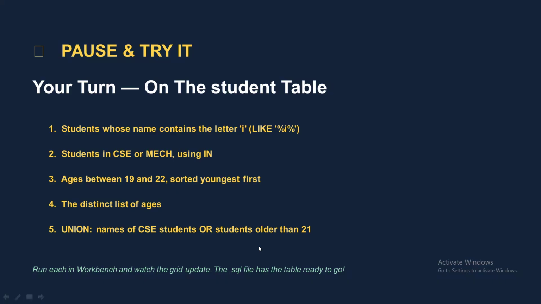So this is for you. On the student table, you have to give answers to these questions. First, display the students whose name contains letter I, like percent I, so I should come in between. Students who belong to CSC or mechanical using the in operator. Age should be between 19 to 22. Sort them with the youngest first. The distinct list of ages. Union: name of CSC students or students older than 21. Please do these questions, practice them and drop your answers in the comments.